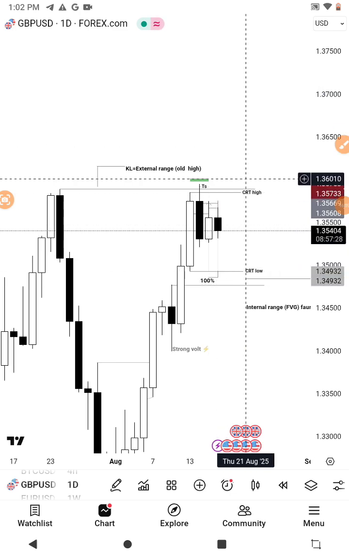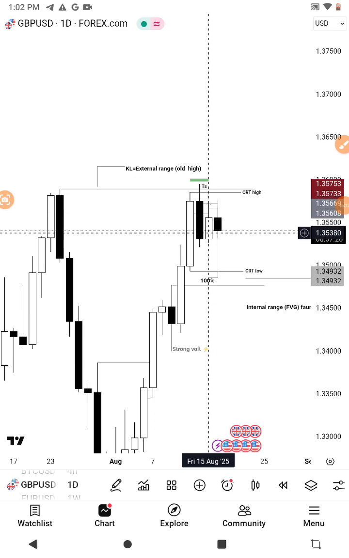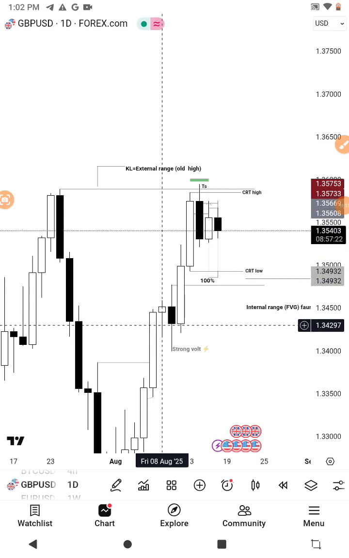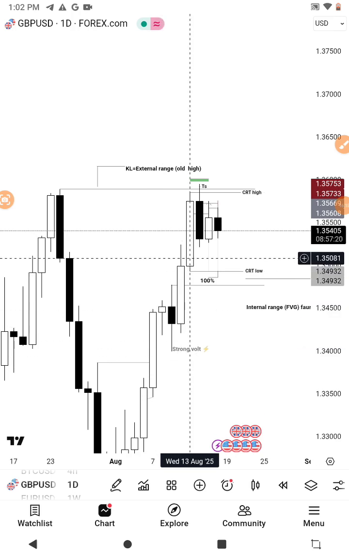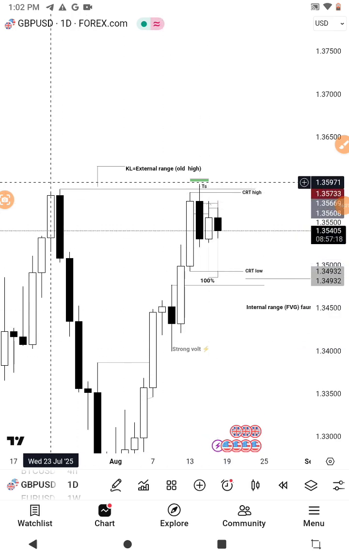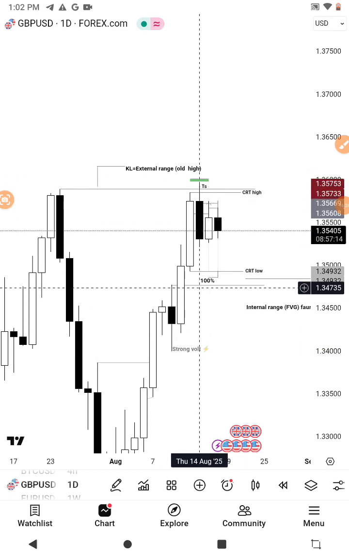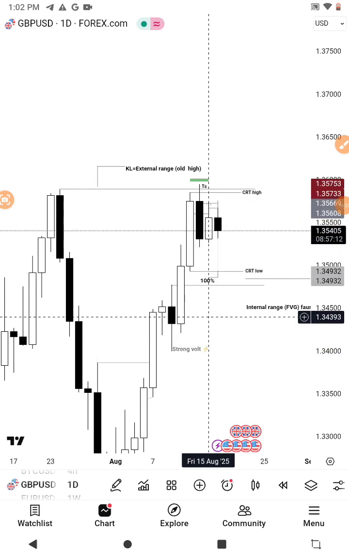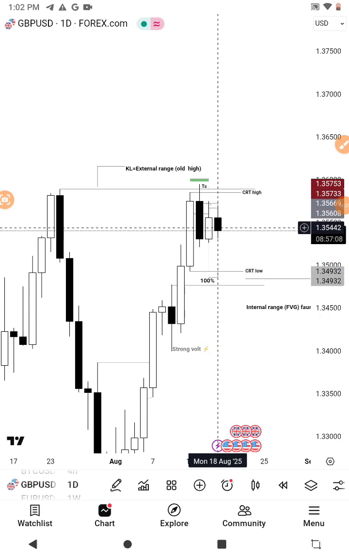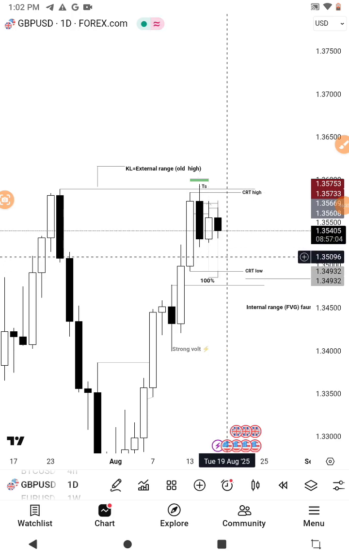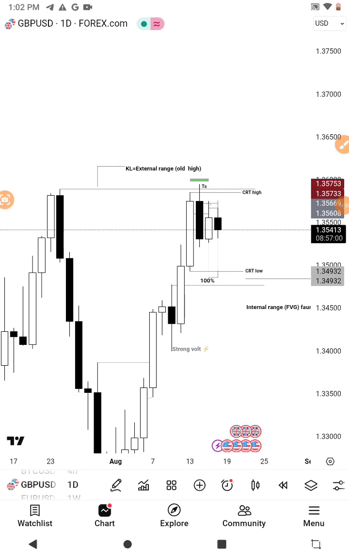Accumulation, manipulation, distribution. In any key level, look at it again. Look at this key level, fair value gap. Accumulation, manipulation, distribution. In a swing high, accumulation, manipulation, distribution. Price is now distributing to the downside, which is now our target. Hope you guys understand what I'm talking about.